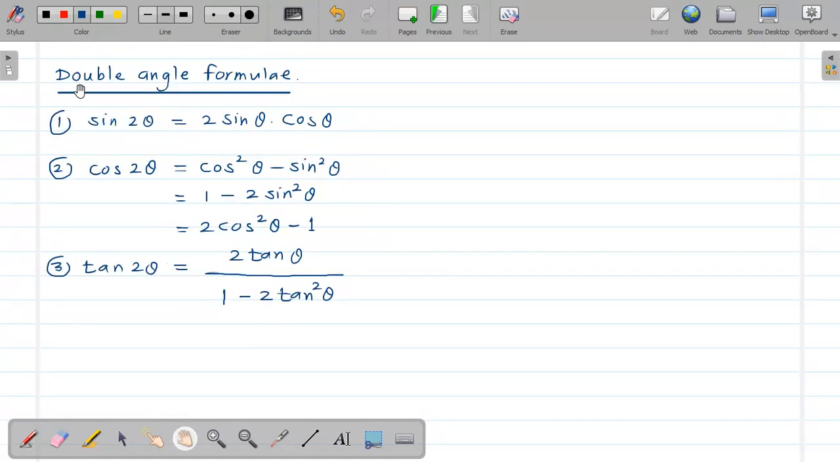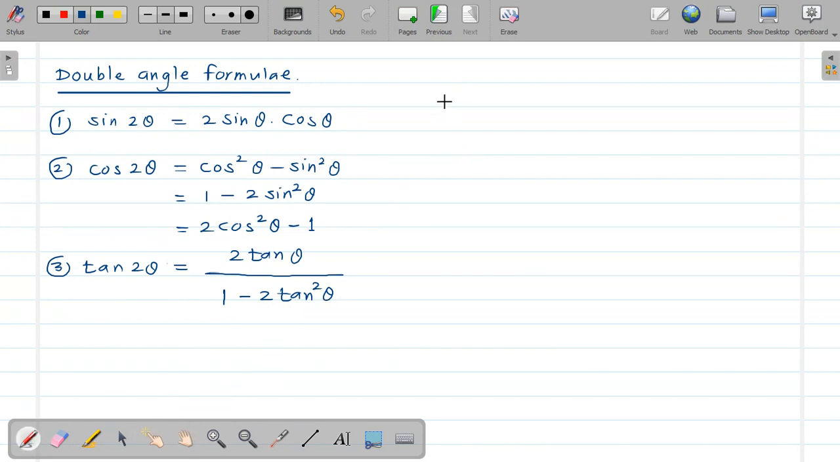So what have we completed? We have completed the double angle formulae: the formula for sin 2 theta is equal to 2 sin theta into cos theta. Second, cos 2 theta is equal to cos square theta minus sin square theta, or it can also be expressed as 1 minus 2 sin square theta, or it is also equal to 2 cos square theta minus 1. And the third one is tan 2 theta is equal to 2 tan theta upon 1 minus 2 tan square theta.